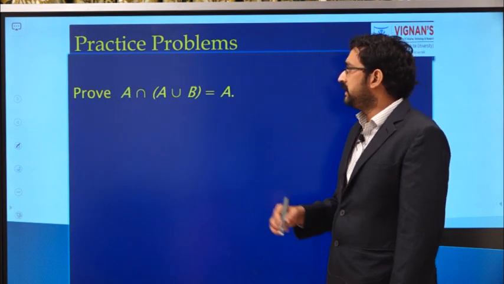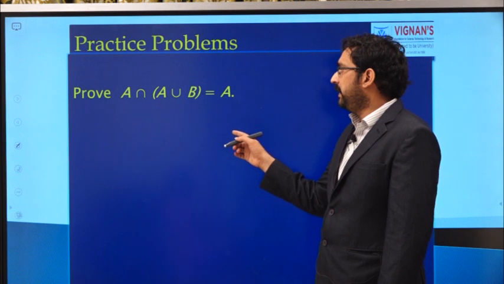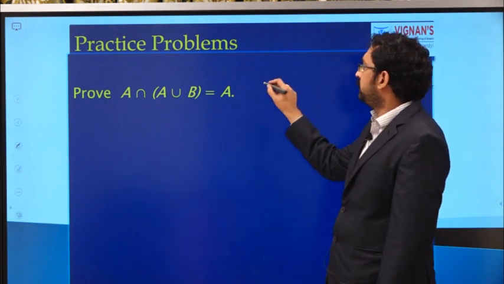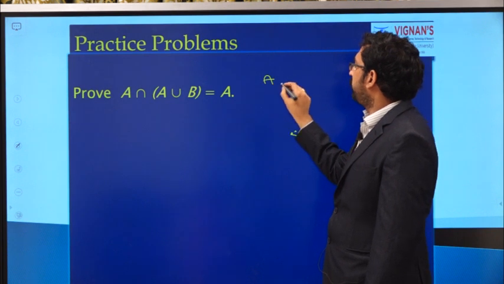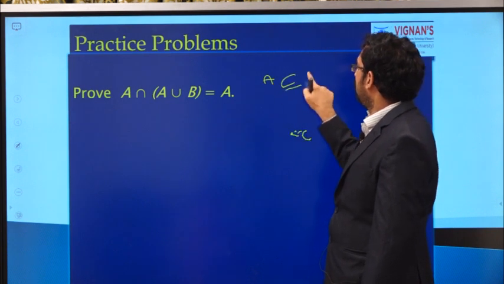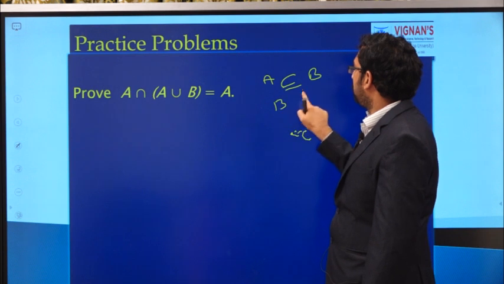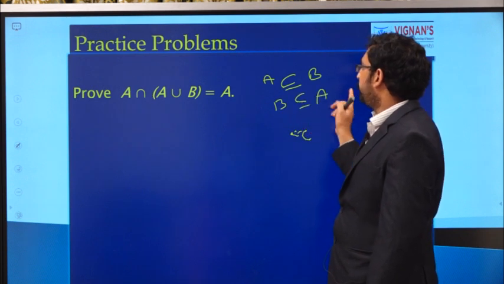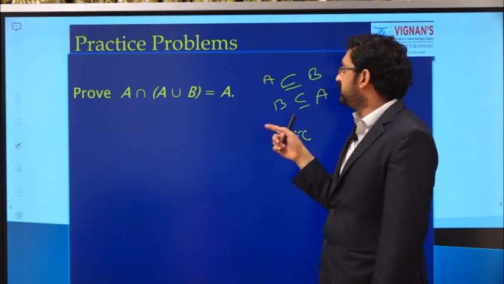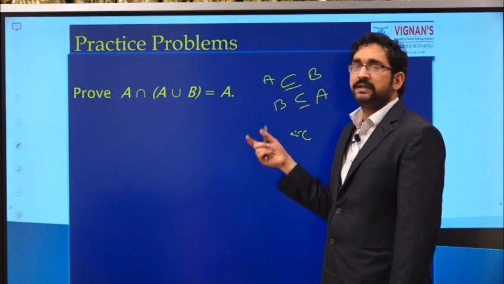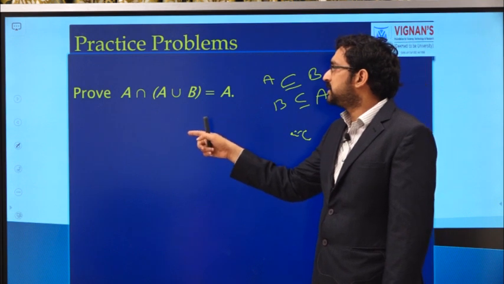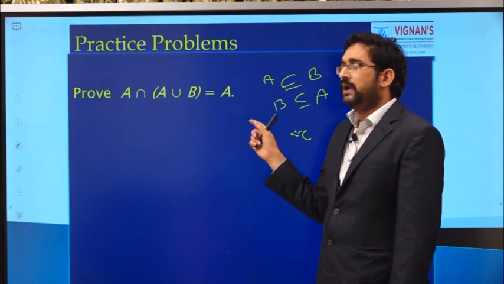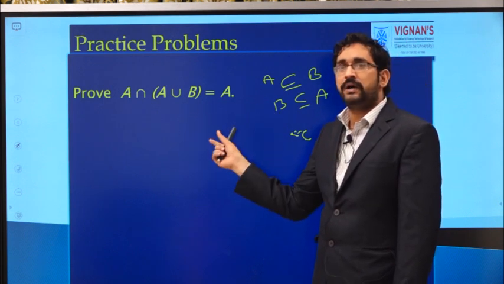Next we have to prove that A intersection (A union B) equals A. We can prove that two sets A and B are equal if A is a subset of B and B is a subset of A. If we prove that both A is a subset of B and B is a subset of A, hence we can say that A equals B. Similarly, if we want to prove that A intersection (A union B) equals A, we have to prove that one set is a subset of the other set.